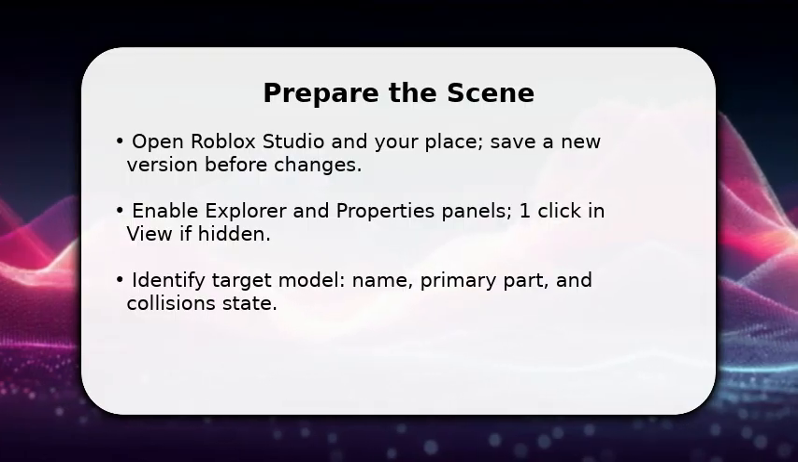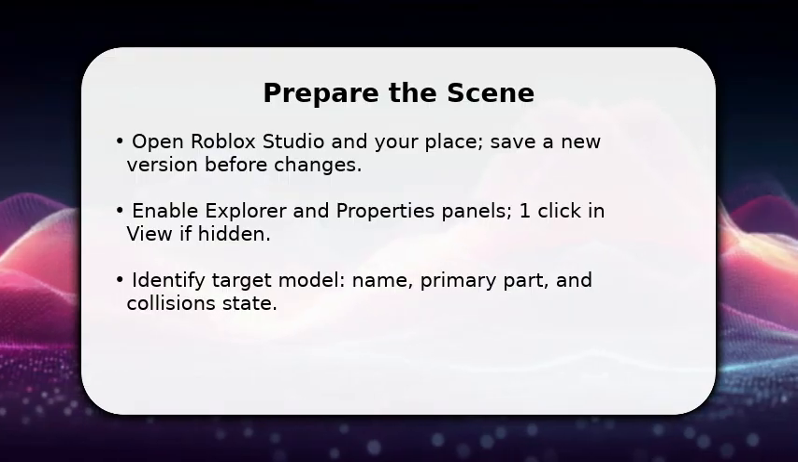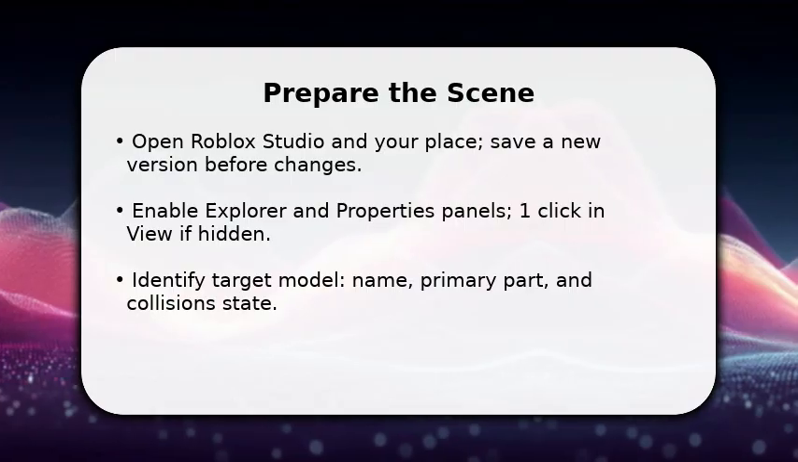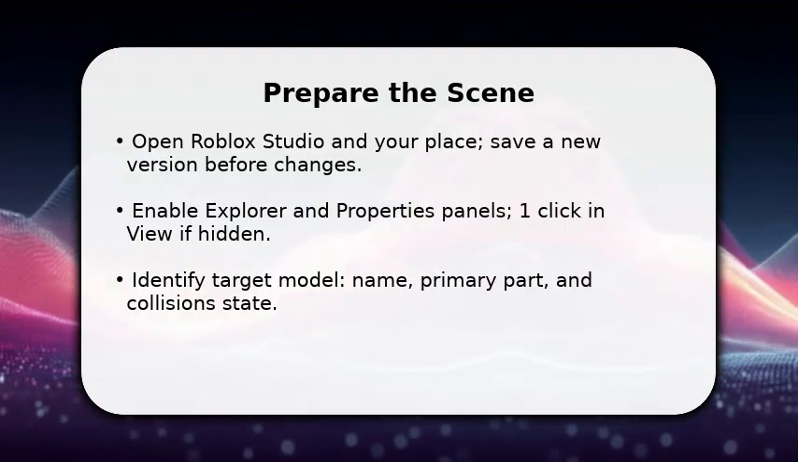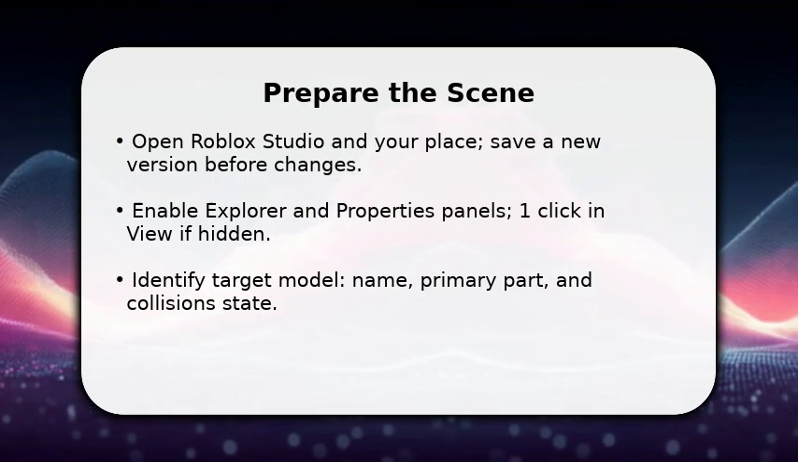Find the target model and set or confirm its primary part. This makes scripting physics and welds predictable. Make sure collisions and anchored states are visible. Those two properties determine whether a takedown will simulate or simply teleport the object.